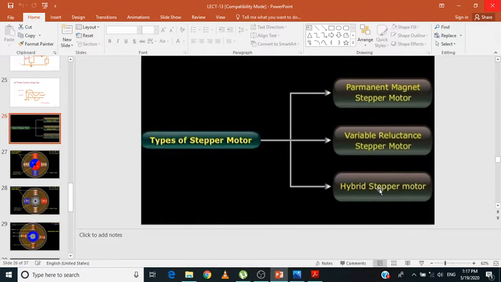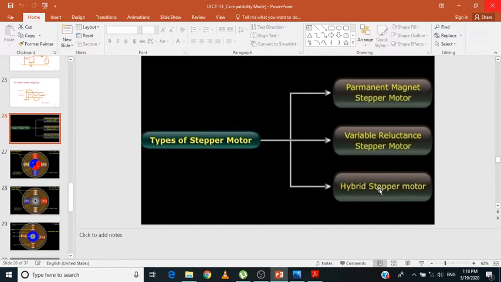Before going to the stepper motor, let us have a brief discussion about the motors which we have seen in the third semester. A motor is a device which converts electrical energy into mechanical energy. There are two types of motors, depending on the input source.